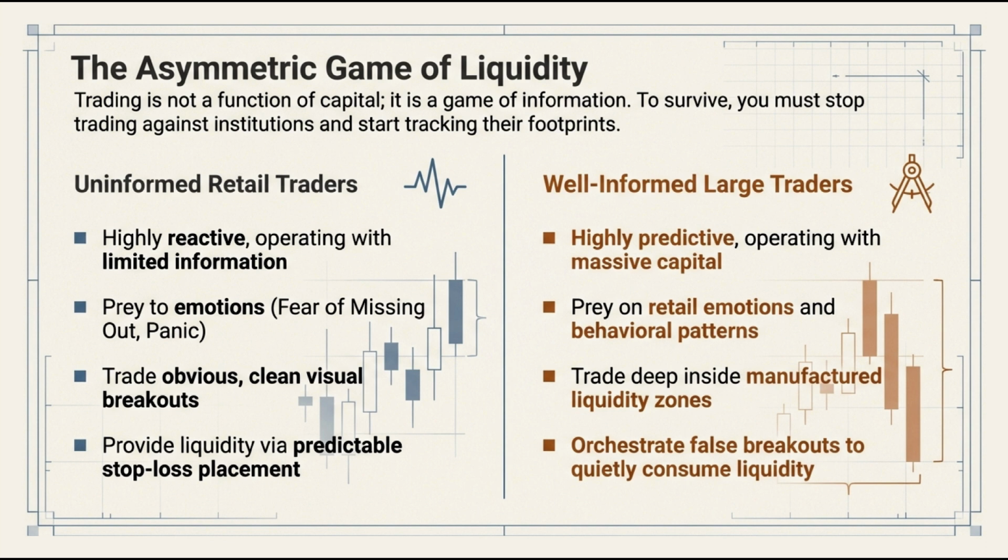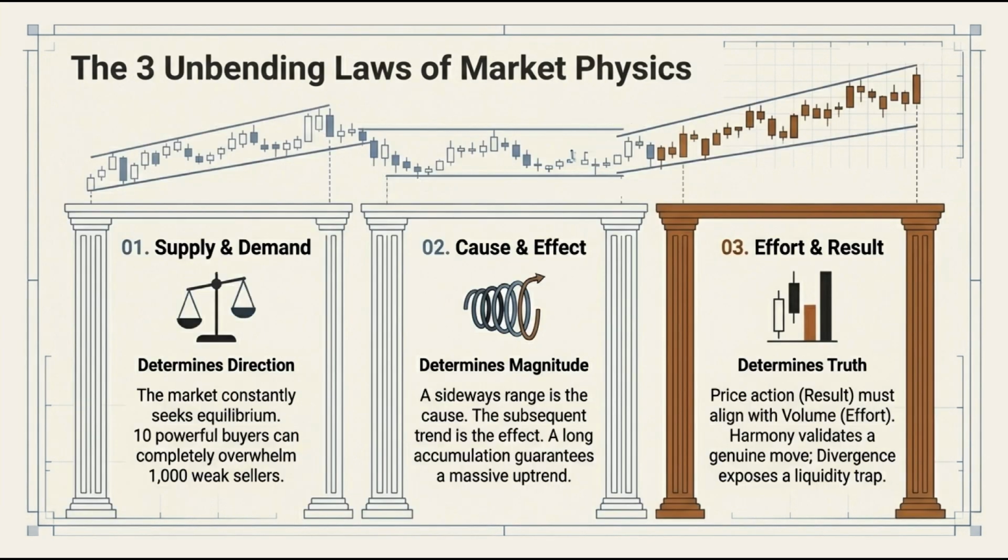To stop trading against institutions and start trading with them, you need to understand the mechanics of the smart money. The foundation of this strategy rests on three unbending laws: supply and demand, cause and effect, and effort and result. Supply and demand determine the market's direction. The market constantly seeks equilibrium. A small group of powerful buyers can easily overwhelm a large number of weak sellers.